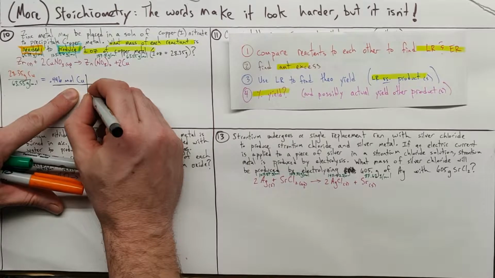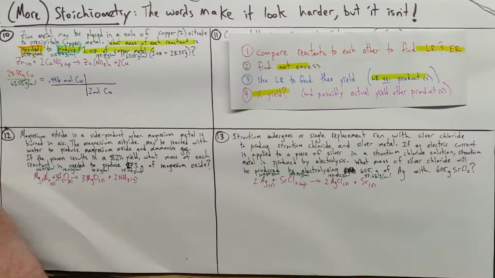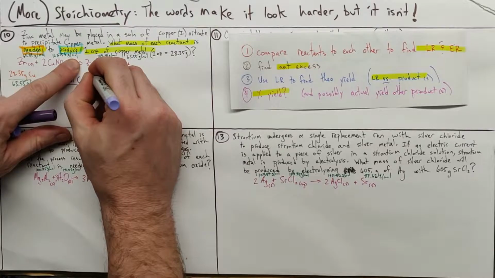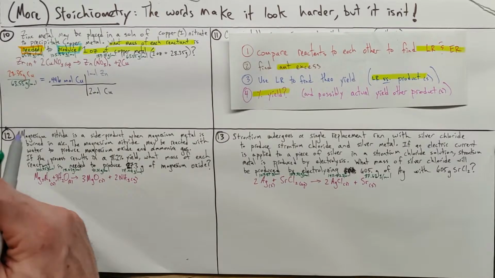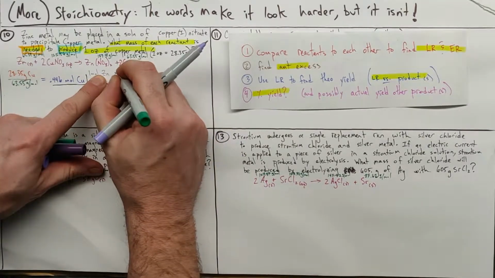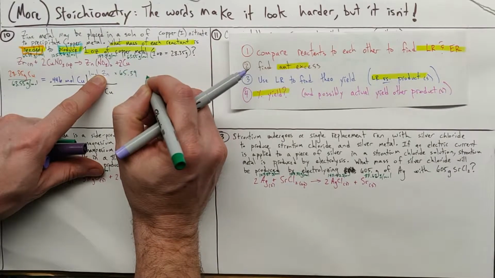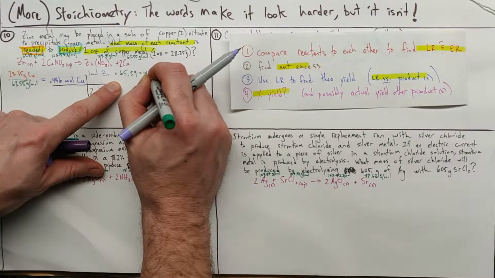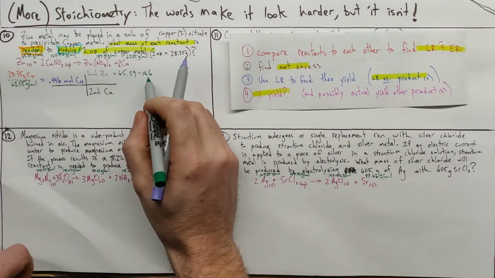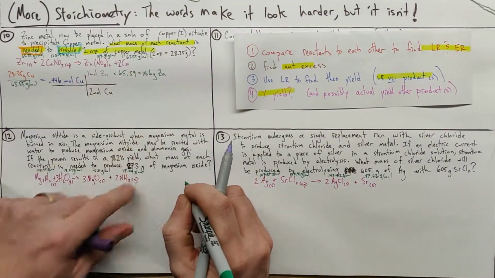The balanced chemical equation has 2 moles of copper for every 1 mole of zinc. And we know that our zinc had a molar mass of 65.39. Which ends up getting us 14.6, which gives us 14.6 grams of zinc as a required amount to start with.